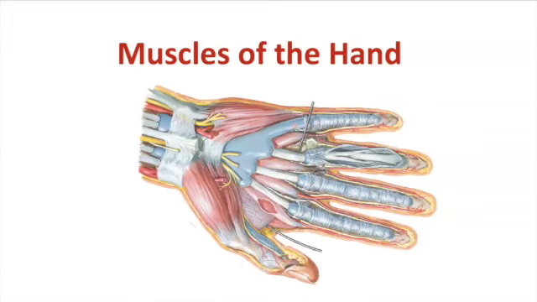And all intrinsic muscles are found on the palmar aspect of our hand. There is no muscle on the dorsum of our hand. All of the muscles are found on the palmar side of our hand.